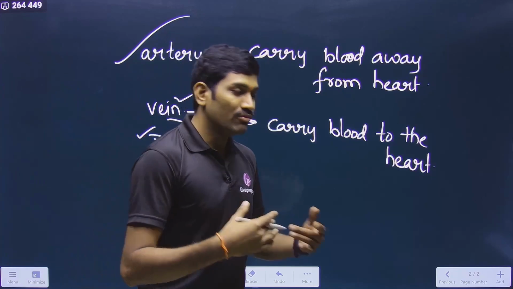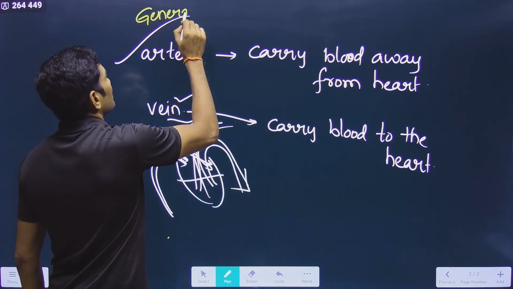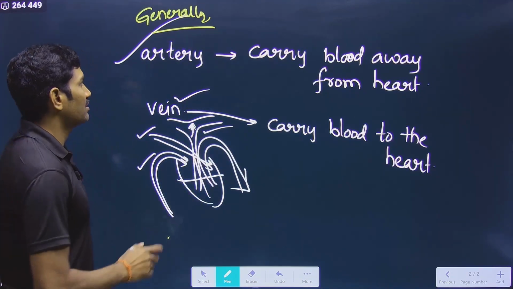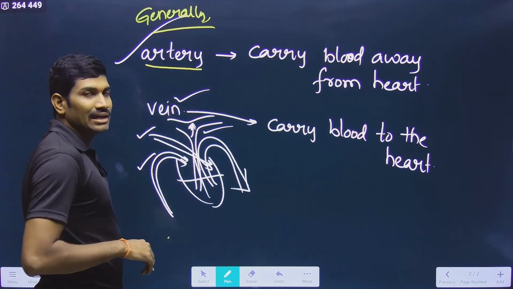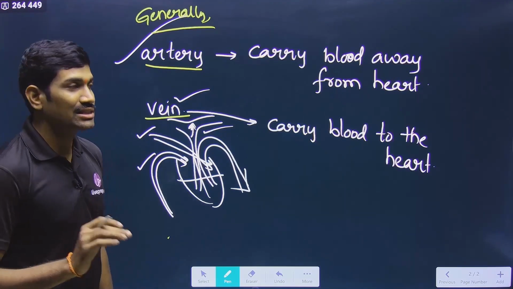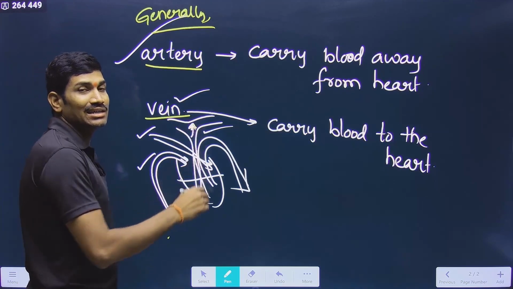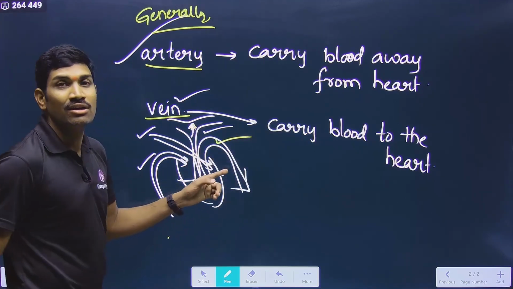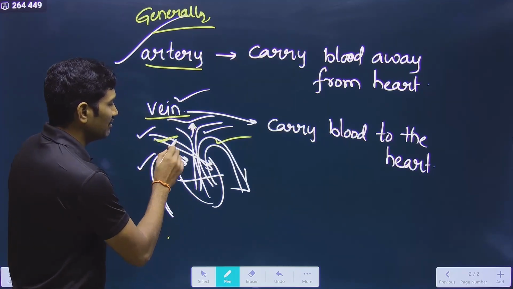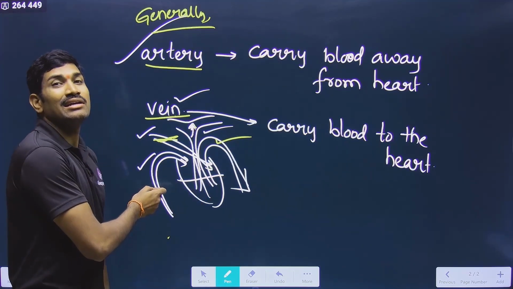Please remember this. Now in this, you can say the word generally, or normally, or usually. Then you can say generally arteries carry oxygenated blood and generally veins carry deoxygenated blood. And what are the exceptions here? Pulmonary artery is the only artery that is carrying deoxygenated blood. All remaining arteries are carrying oxygenated blood. Regarding the veins, only the pulmonary veins from the lung are bringing oxygenated blood. But all remaining veins have deoxygenated blood.